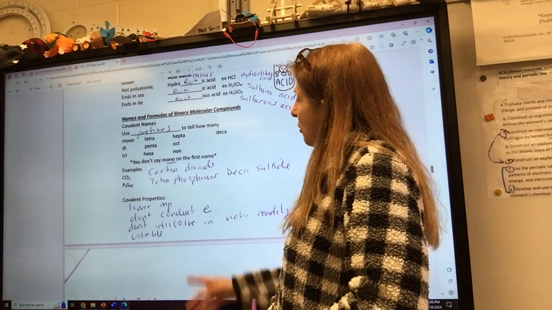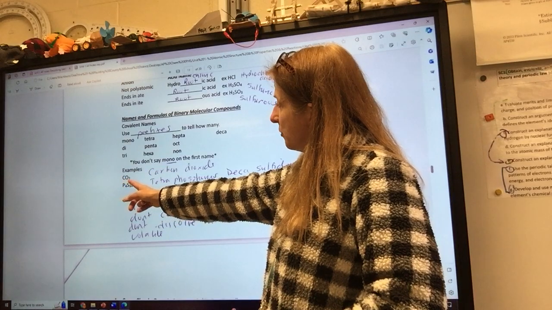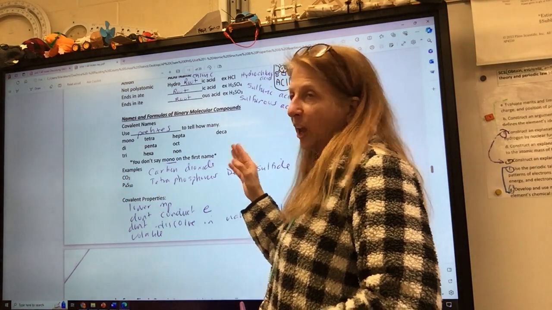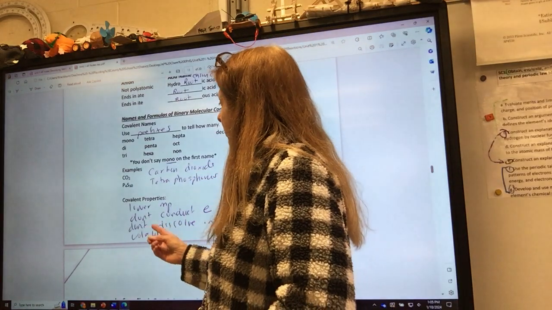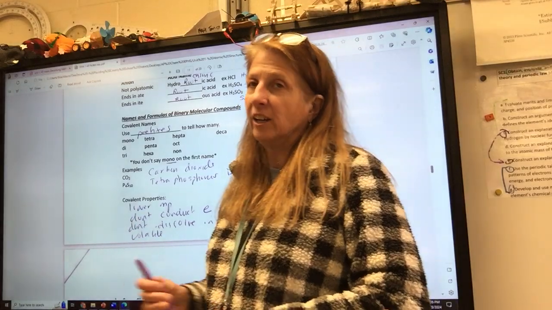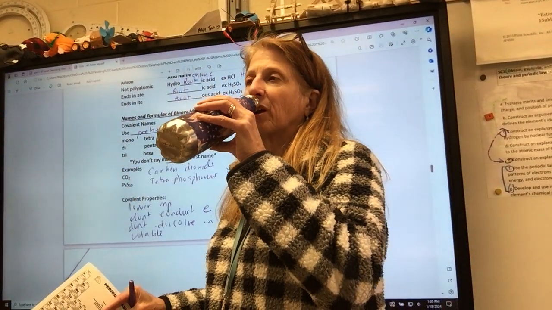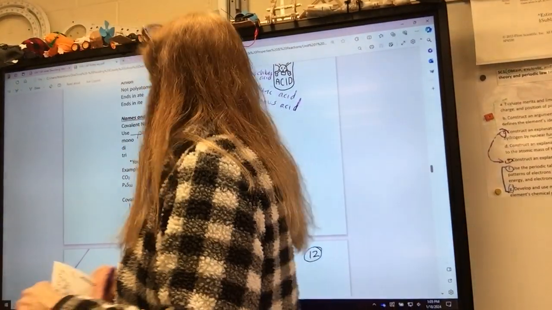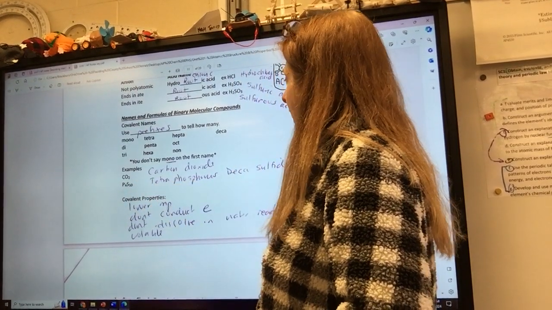All right. So if the first one has only 1, like CO2, you don't say mono. Only if the second name of it is 1, then you say mono. So it's carbon monoxide. It's not monocarbon monoxide. Monoxide. Y'all remember that from honors? Good. Okay. So this would be tetraphosphorus decasulfide.